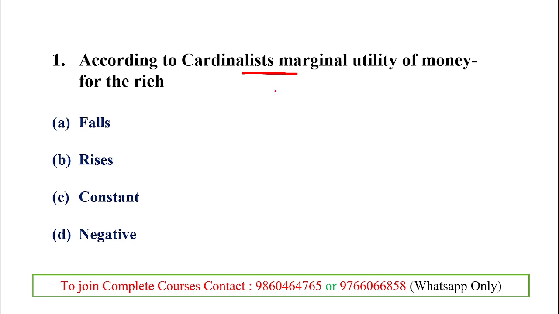So for the rich, the cardinalist marginal utility of money falls. For additional units of goods or services that the rich get, the marginal utility will fall. Here, marginal utility means that, based on the idea that the utility function diminishes as the quantity of the product increases, the marginal utility of money falls. So the additional utility will provide a fall or reduction to the overall utility for the rich. Remember, cardinal means the quantity that people get assigns a number for the utility.